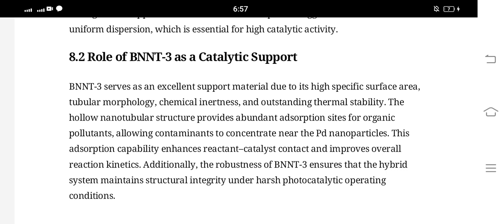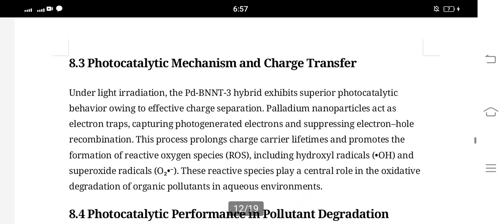Additionally, the robust structure of boron nitride nanotube 3 ensures that the hybrid system maintains structural integrity even under harsh photocatalytic conditions such as prolonged light irradiation and oxidative environment. Third is the photocatalytic mechanism and charge transfer.